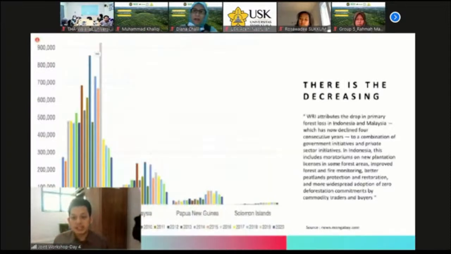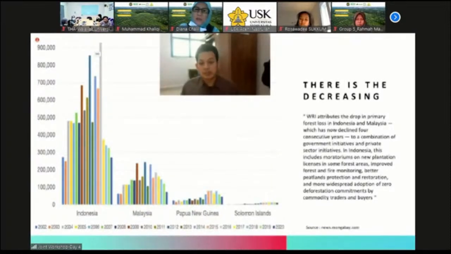From this data, which is the previous data that we showed, we can see that from 2017 there is a big decrease in deforestation in Southeast Asia. The same thing also happened in Malaysia, Papua New Guinea, and Solomon Islands. From here, we can see the drop in primary forest loss in Indonesia and Malaysia, which has now declined for consecutive years, thanks to the combination of government initiatives and private sector initiatives.